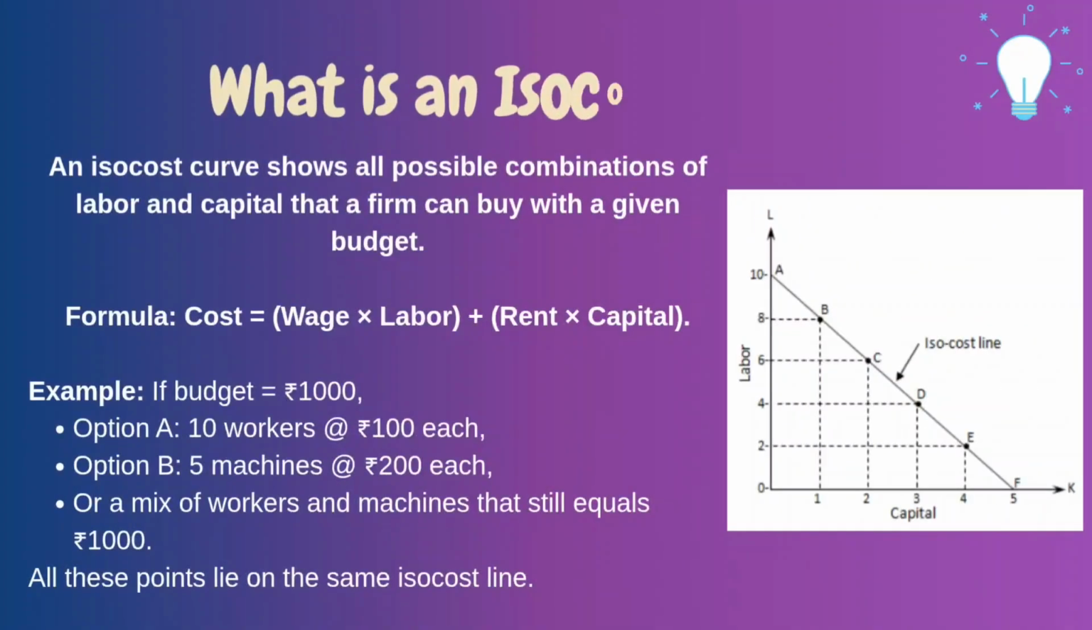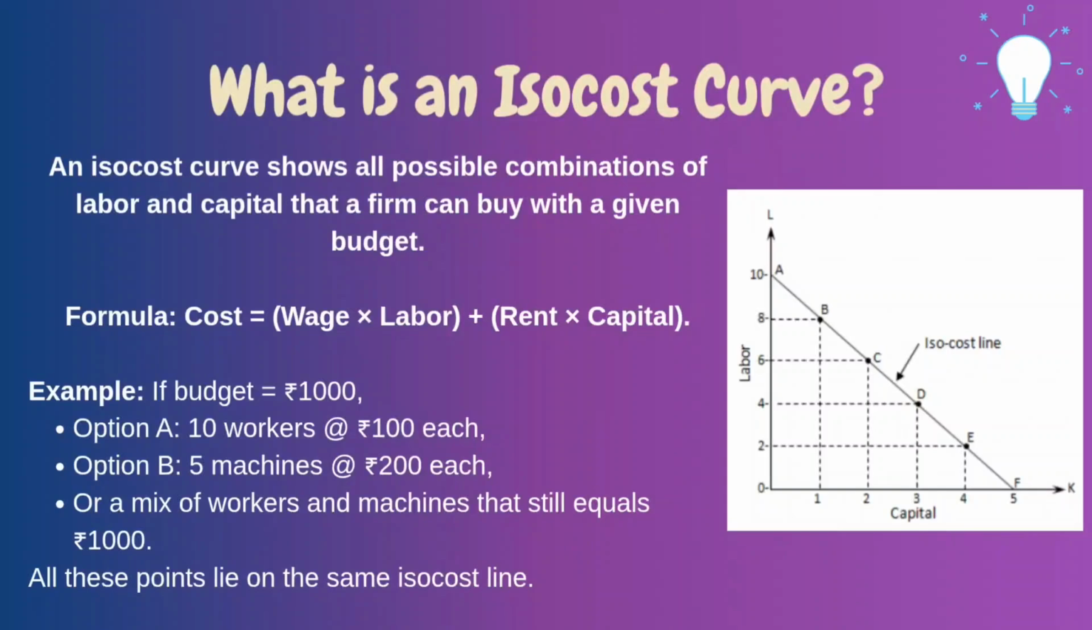Now, let's see what is an isocost curve. An isocost curve shows all the possible combinations of labor and capital that a firm can buy with a given budget. The formula is cost equals wages times labor plus rent times capital.